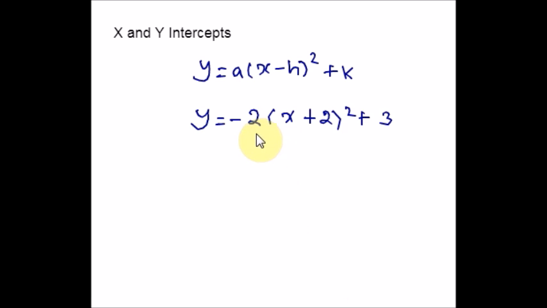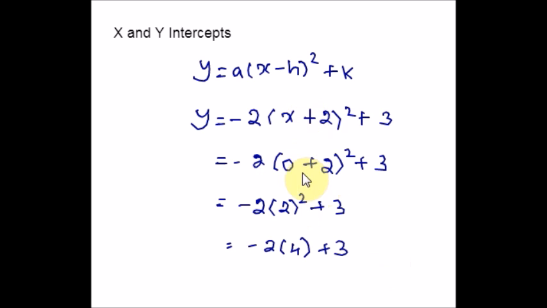Let us start with the y-intercept. To find the y-intercept, we find the y value when x is equal to 0. As I mentioned already, the y-intercept is very straightforward, and there will be only one y-intercept for any type of equation. Now let us replace x by 0.